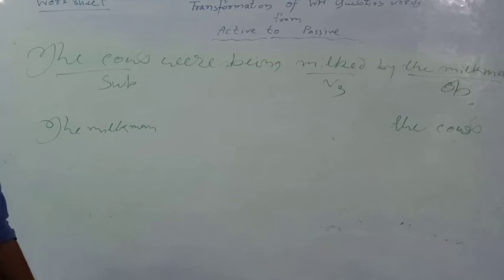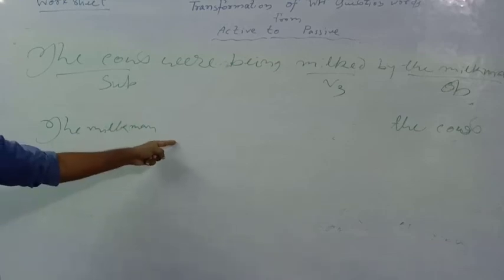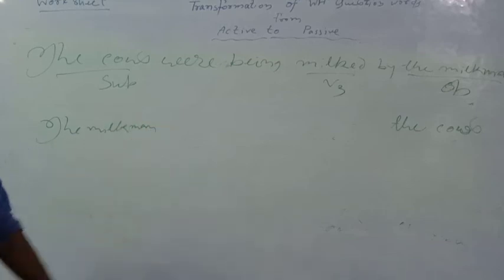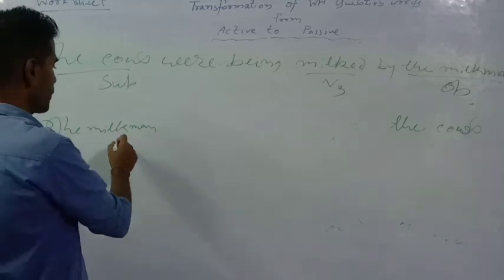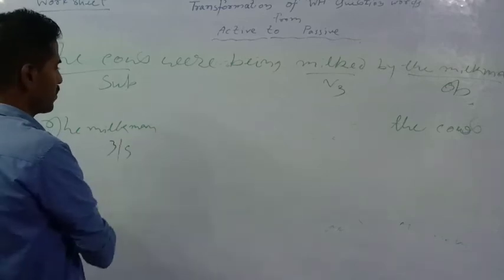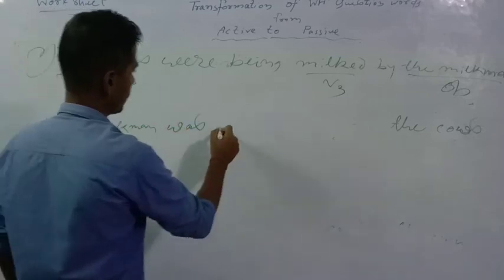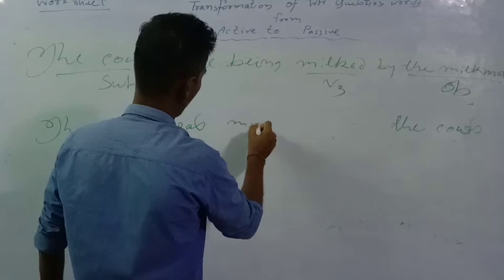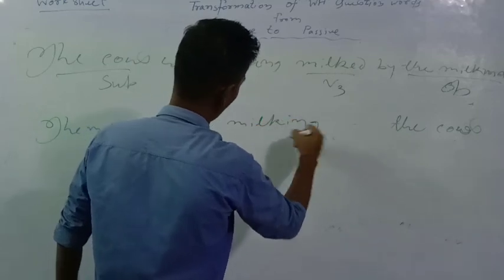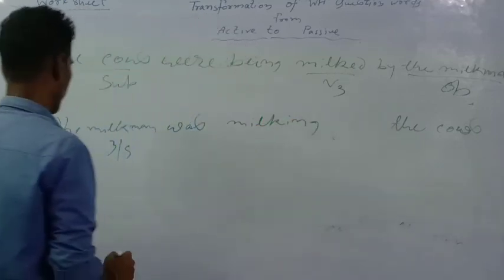So past continuous. Here it is either was milking or were milking. The milkman is third person singular number, so it will not agree with were, it will agree with was. The milkman was milking the cows.